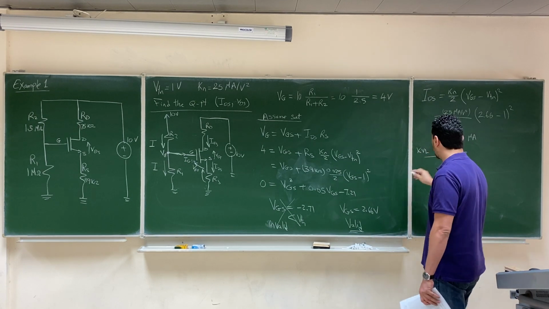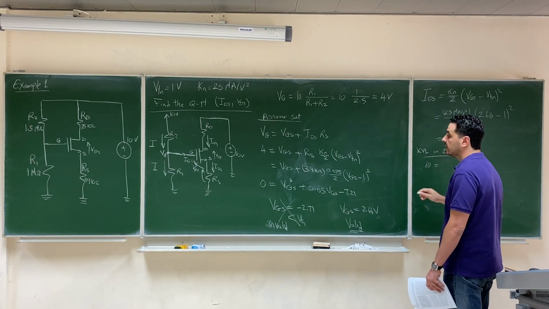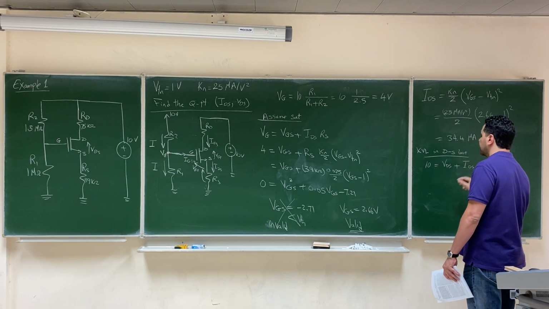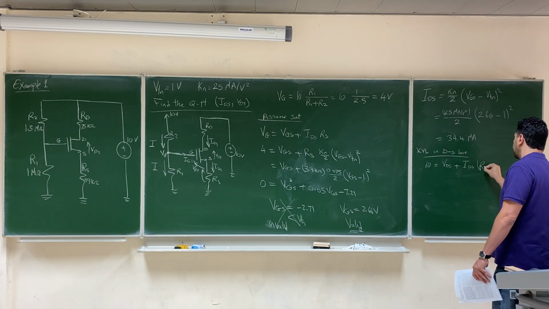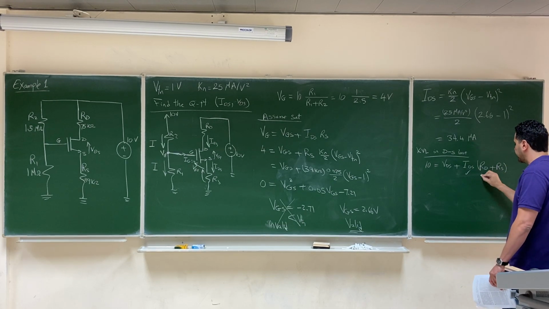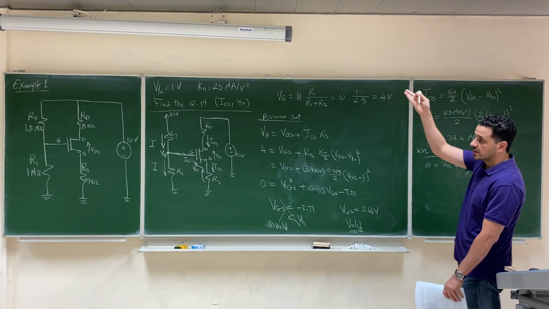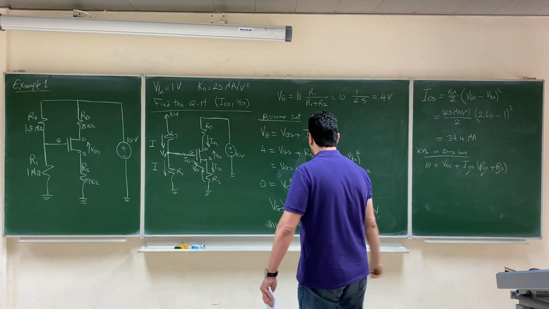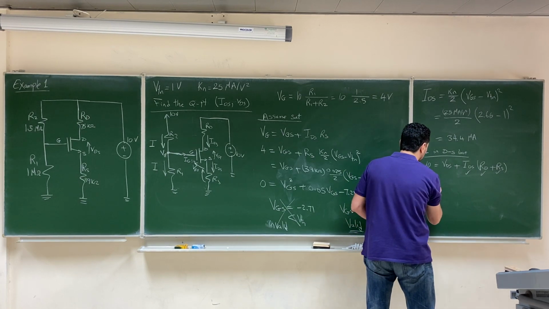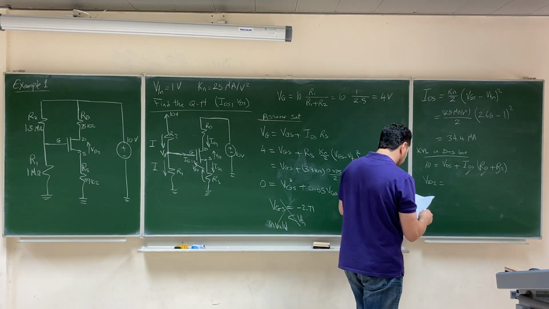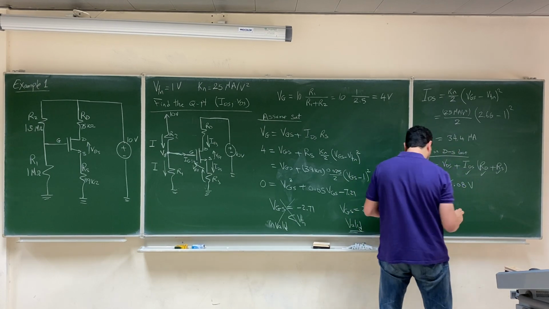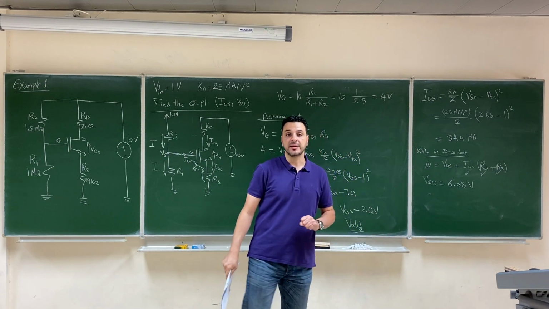KVL in the drain source loop says that 10 volt equals VGS plus the current IDS multiplied by the resistance RD plus the resistance RS. We already have the current, and we have the resistances RD and RS, 75 kilo ohm and 39 kilo ohm. So we can calculate from here VGS to be 6.08 volt.